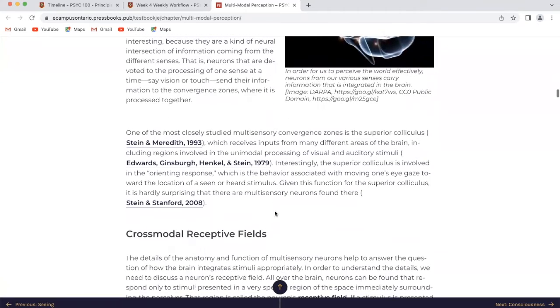One of the most closely studied multisensory convergent zones is the superior colliculus, which receives inputs from many different areas of the brain, including regions involved in the unimodal processing of visual and auditory stimuli. Interestingly, the superior colliculus is involved in the orienting response, which is a behavior associated with moving one's gaze towards the location of a seen or heard stimulus. Given this function for the superior colliculus, it is hardly surprising that there are multisensory neurons found there.